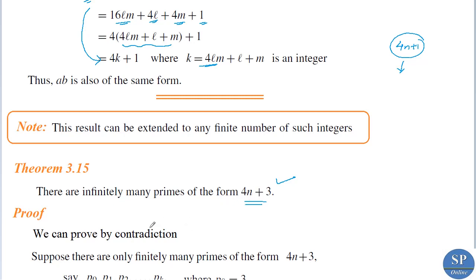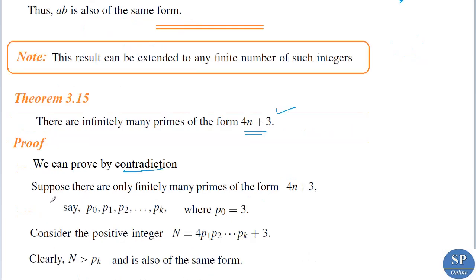We can prove this theorem by contradiction. If possible, suppose that there are only finitely many primes of the form 4n plus 3, which are P0, P1, P2, etc., Pk, where P0 is the first odd prime of this form, that is 3.